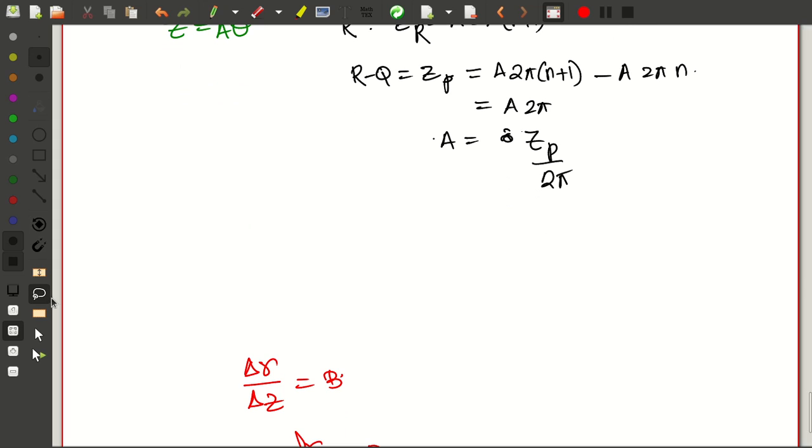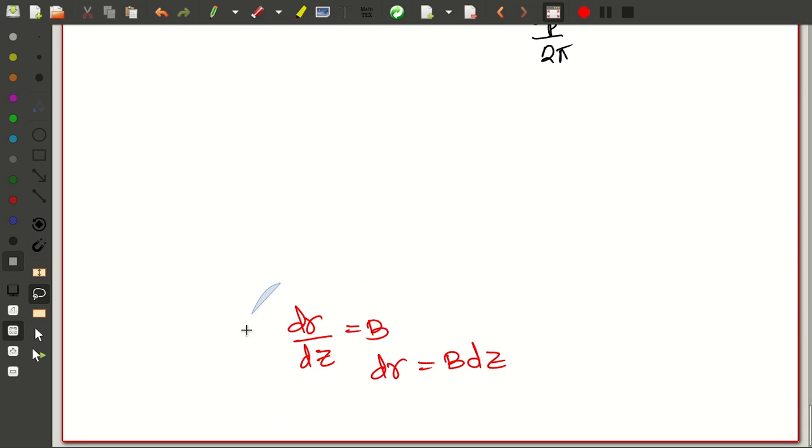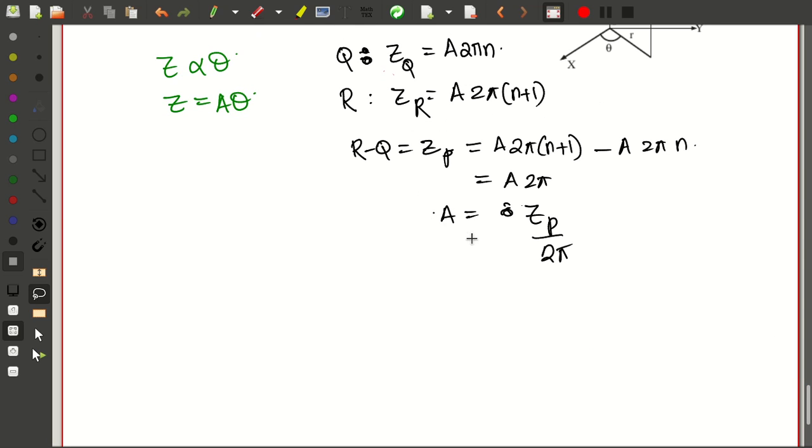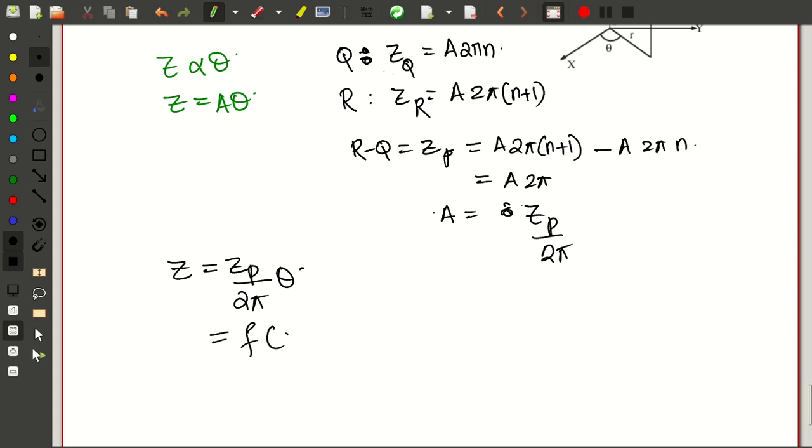Okay, so let me remove this part. This part I record for the next part of the calculation. So now we substitute it back. You can see how the functional dependence of z on theta is exactly as shown. So this is how z is a function of theta. Once you know theta, you can find out z. Similarly, you can find out the relation for r also.